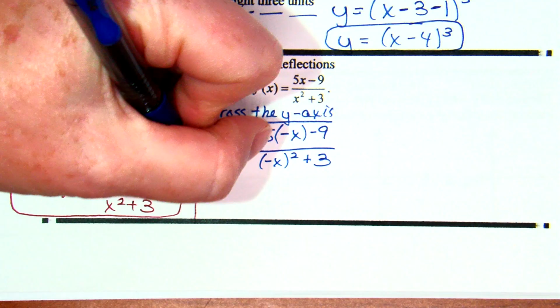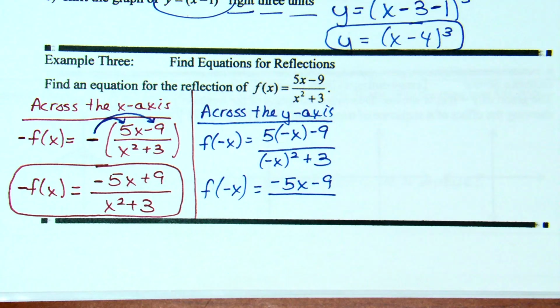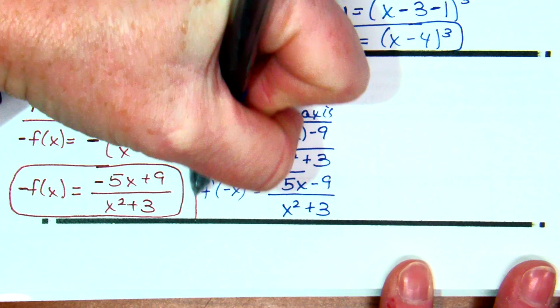Clean that up for me a little bit. 5 times negative x, negative 5x, minus 9. What's negative x raised to the power of 2? Positive x squared plus 3.